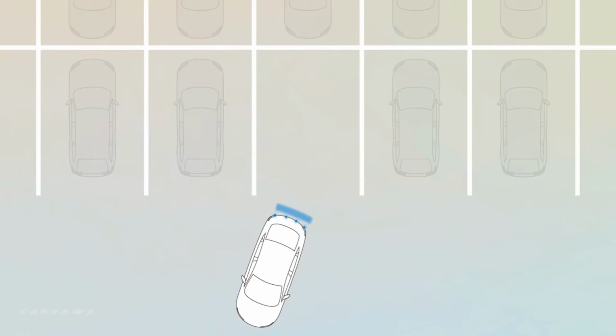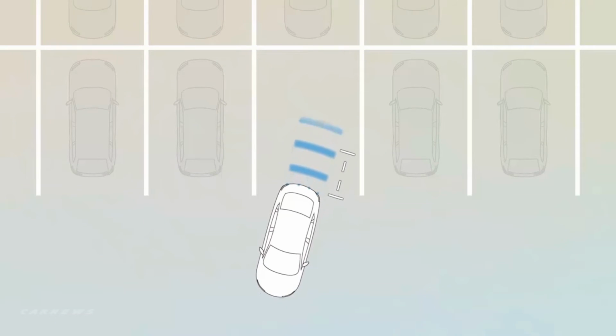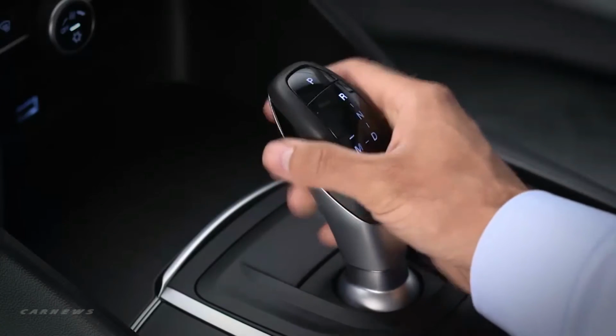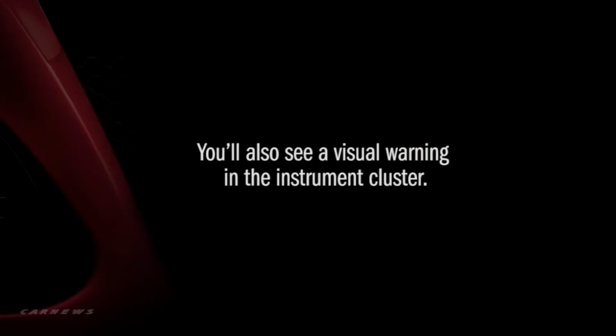The Park Assist system uses sensors in the rear bumper to scan the area for obstacles behind you anytime you shift into reverse. If equipped, you may also find sensors on your front bumper. You'll hear an acoustic alert when the system detects an obstacle. And, if equipped, you'll also see a visual warning in the instrument cluster.